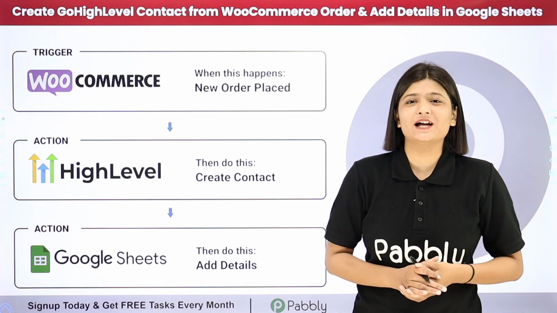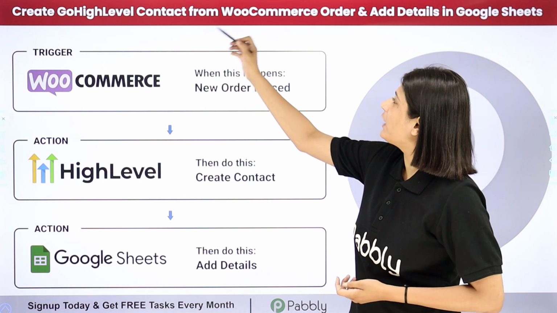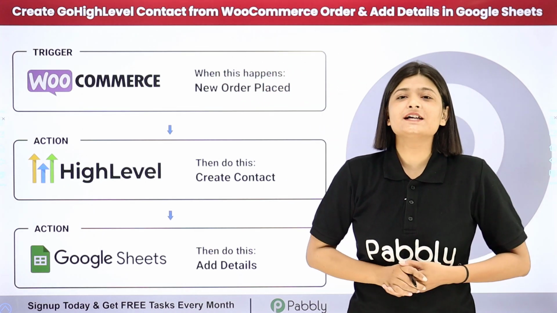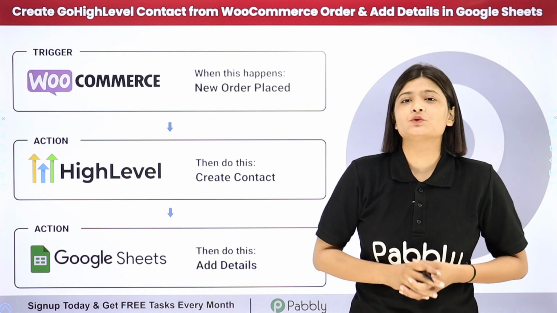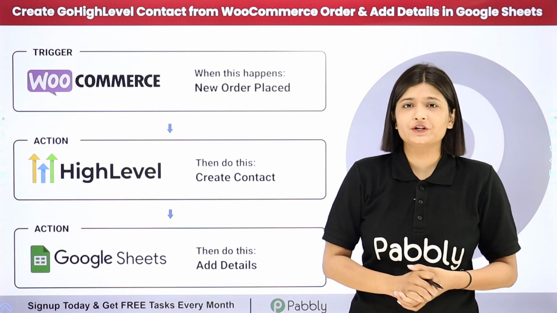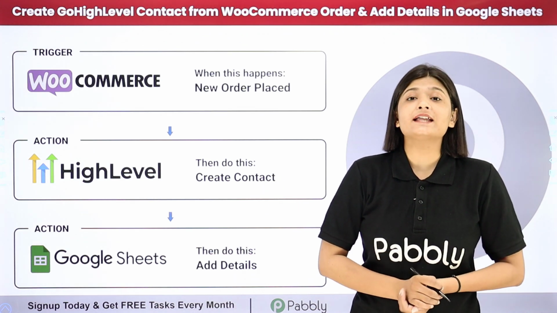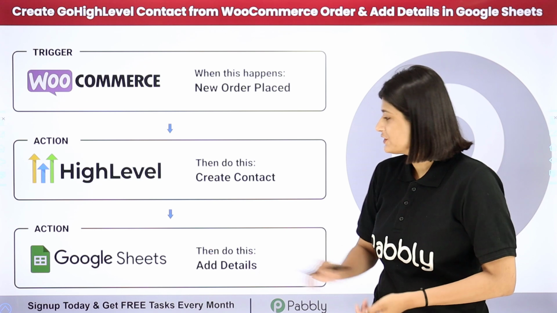So in this video, we are going to learn how to create Go High Level contact from WooCommerce order and add details in Google Sheets. So let's suppose I'm running a store in WooCommerce and whenever I receive a new order, I want to create this as a contact in Go High Level and then add all these details in my Google Sheets.